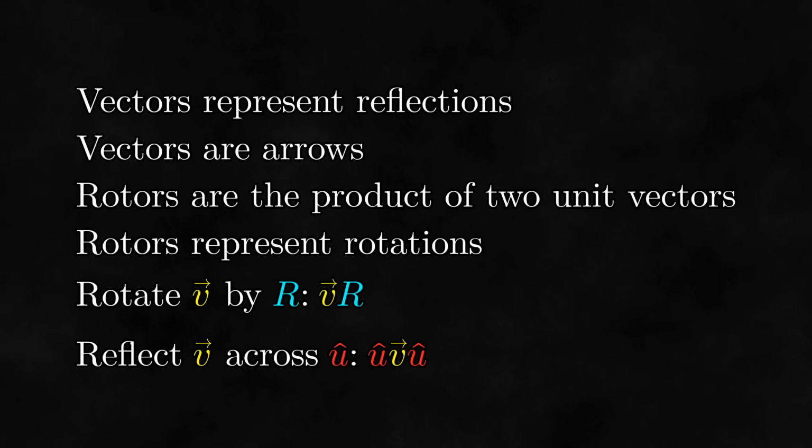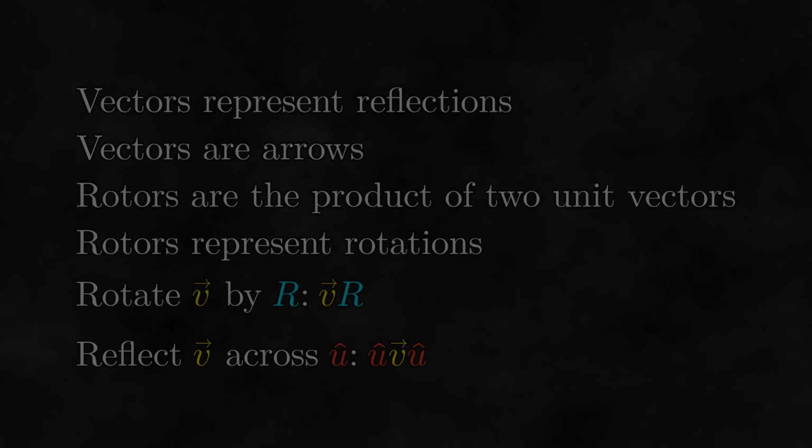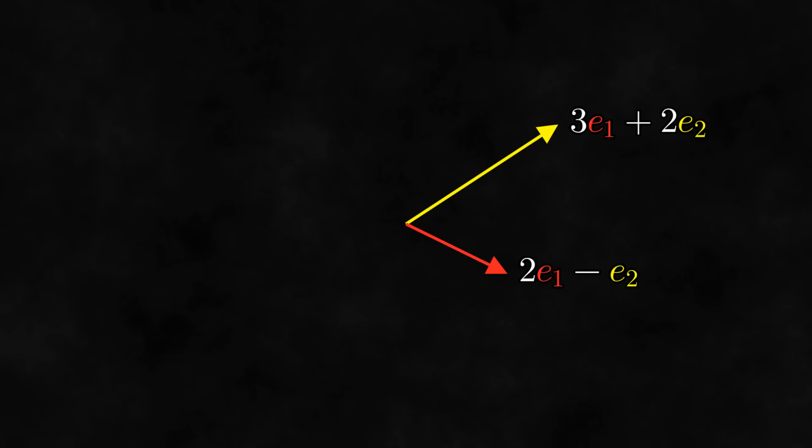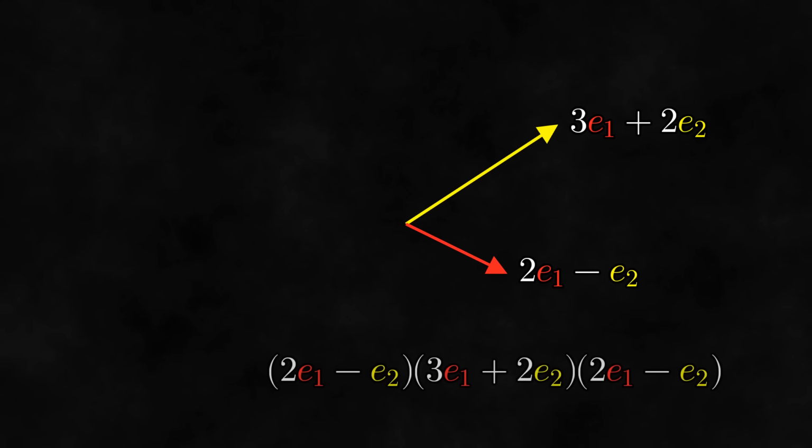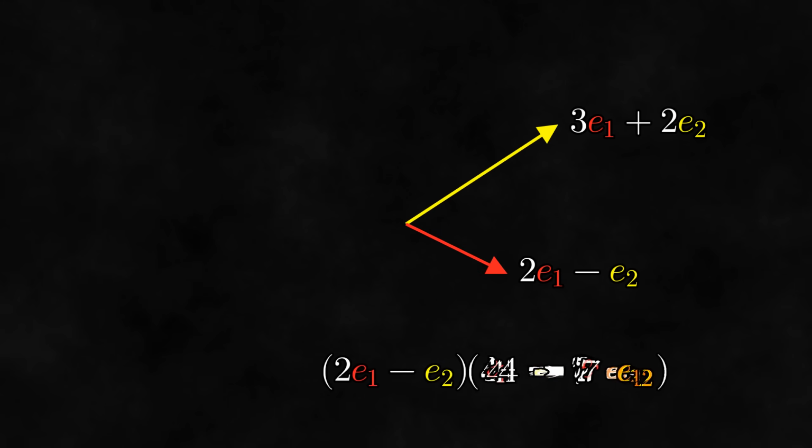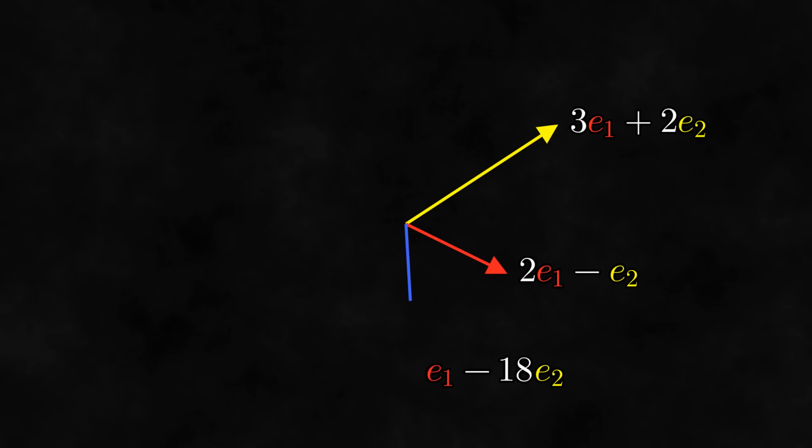Reflections turn out to be fundamental in geometry, so let's look at a computational example. Let's say we wanted to reflect 3e1 plus 2e2 across the vector 2e1 minus e2. We can just throw these two vectors into a sandwich product and calculate the result. We get this vector, which is way too long.